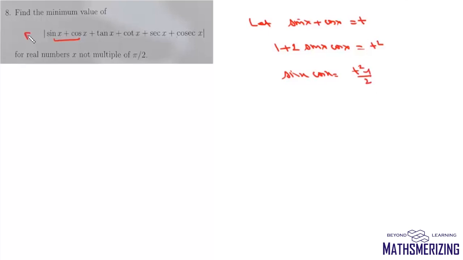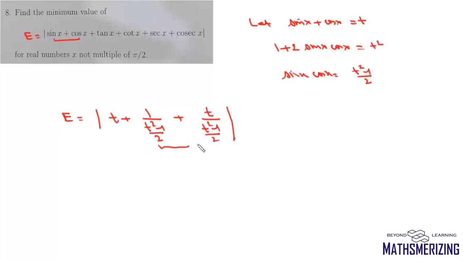Now say this expression is E equals, now this is |sin x plus cos x| which is |t|. Now tan x plus cot x is (sin square x plus cos square x) upon sin x cos x, so it will be 1 upon sin x cos x which is 2 upon (t square minus 1). And then plus, now sec x plus cosec x will be (sin x plus cos x) upon sin x cos x, which is 2t upon (t square minus 1).